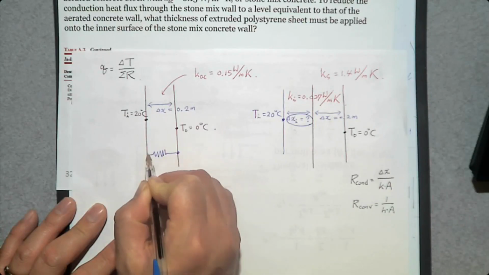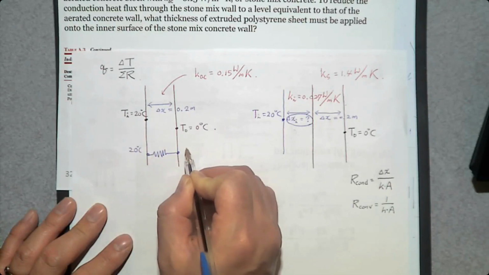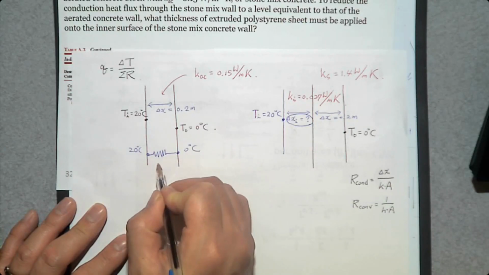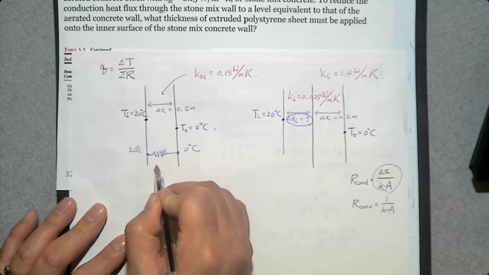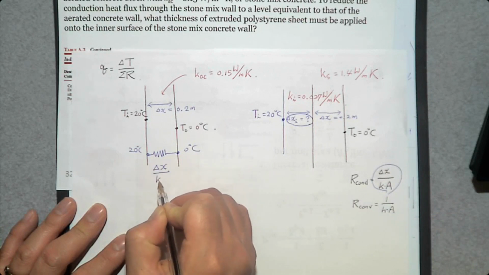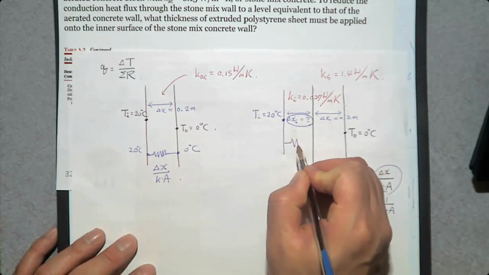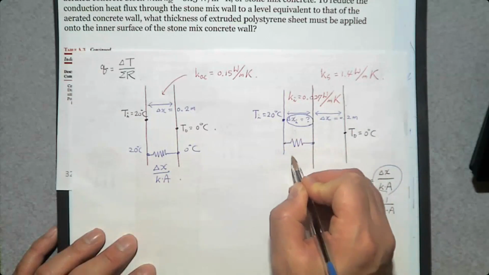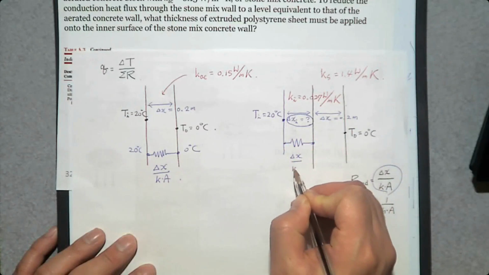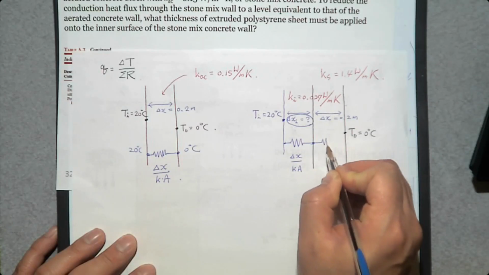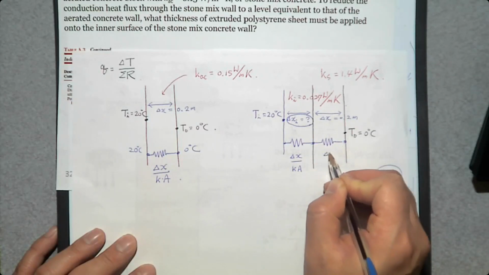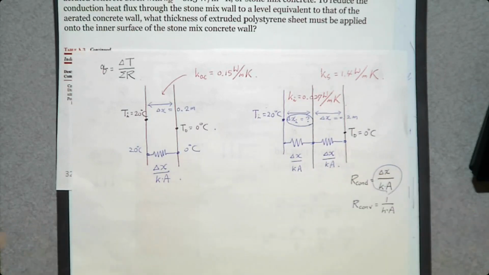Conduction resistance between 20 and 0 degrees Celsius. What is the conduction resistance? This one, delta X over thermal conductivity K times area A. What about here? We have 2 layers and they are both conduction heat transfer. So we have one resistance here, that is delta X over KA. We have another conduction resistance here, delta X over KA.